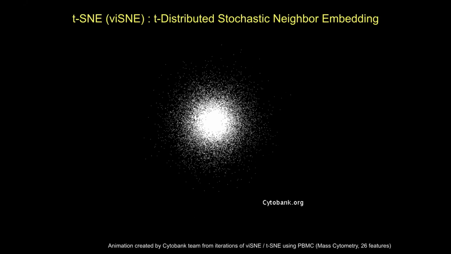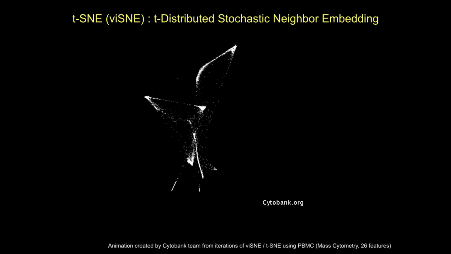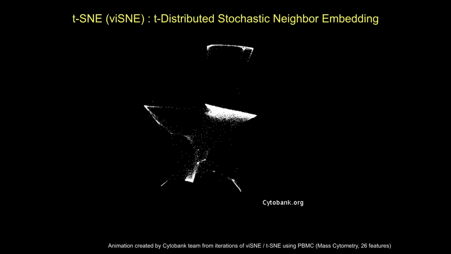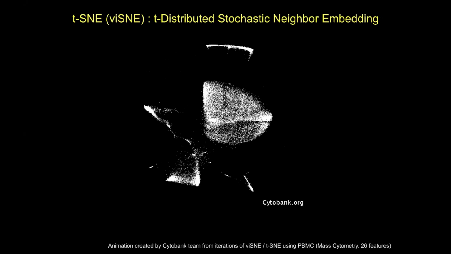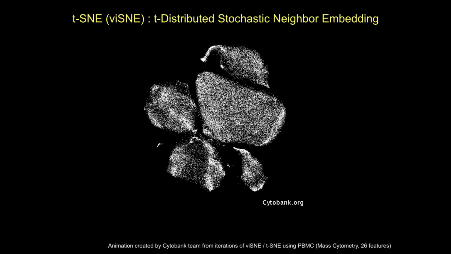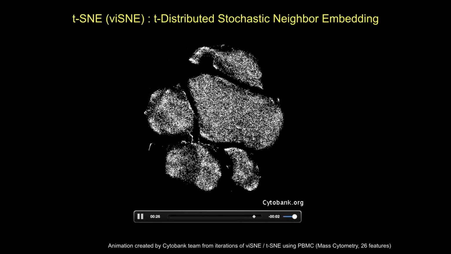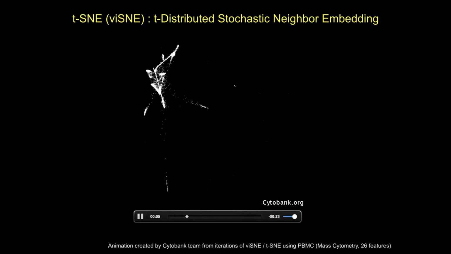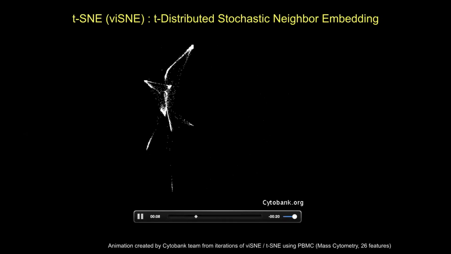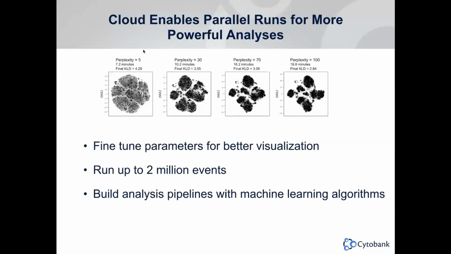I will show you an animated video about how viSNE works. All the cells start as one group and then scatter out to find their position on this 2D scatter plot based on the similarity of their expression levels. A process we call iteration, where each step is one iteration. Cells that are similar will be grouped together in one subset in a unique island. For cells that are different, there will be a different island.